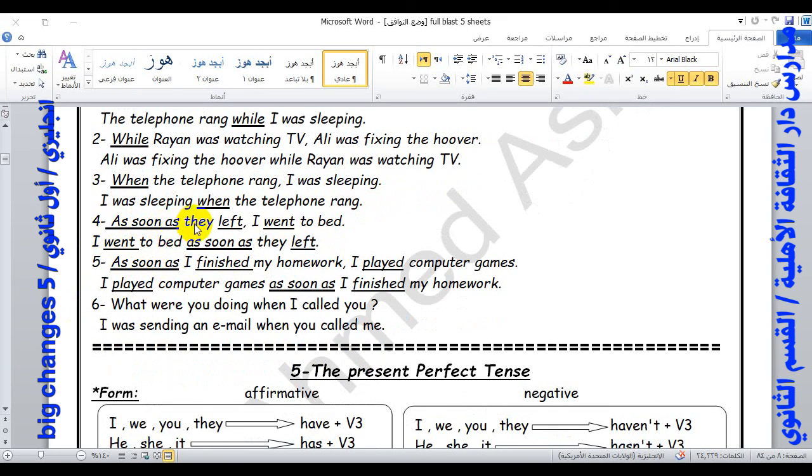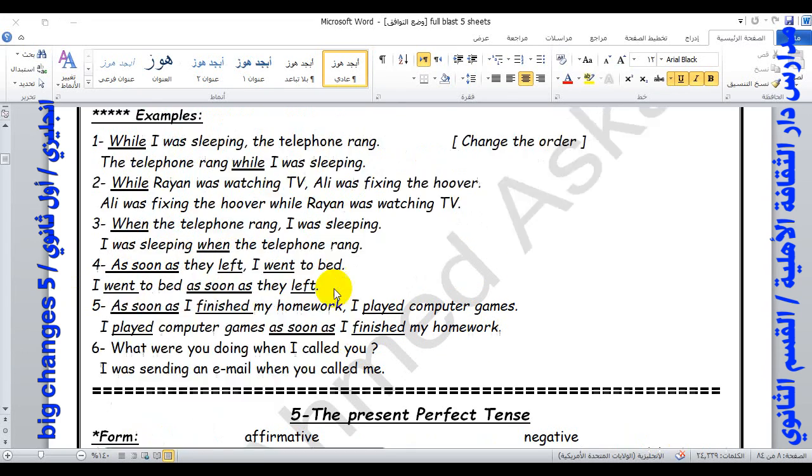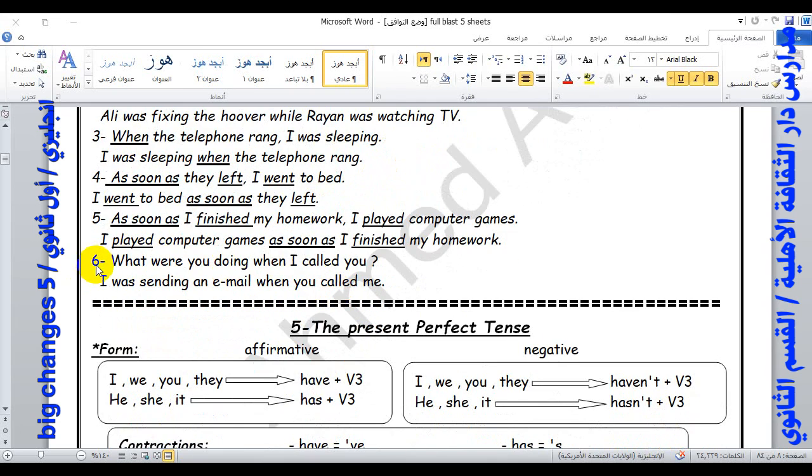4, as soon as they left I went to bed. With as soon as we should write the two verbs in the past tense. المفروض نكتب الفعلين في الماضي. I went to bed as soon as they left. Number 5, as soon as I finished my homework I played computer games. لاحظ هنا this is a past verb, this is a past verb, and this is as soon as. I played computer games as soon as I finished my homework. This is when we want to change the order of the two sentences.